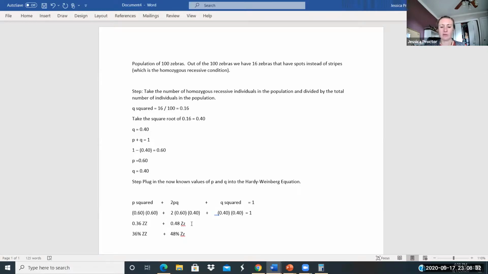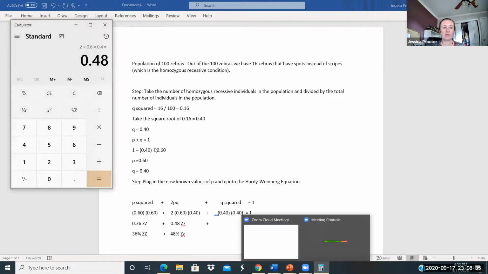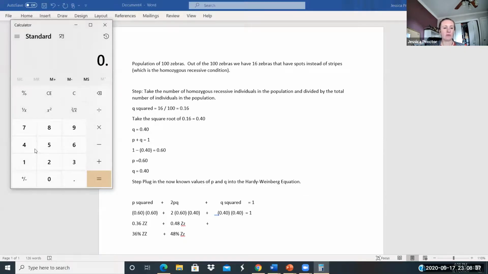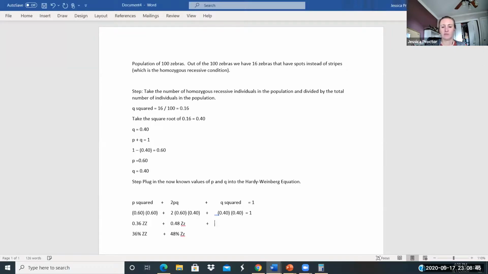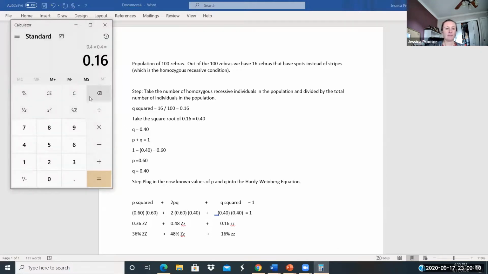Okay, last part of our equation, the Q squared portion. So it's a value of Q multiplied by the value of Q. So 0.4 multiplied by 0.4 gives us 0.16. That number is the frequency of the homozygous recessive genotype, so little z, little z. Okay, we want to turn that frequency into a percentage. We just move our decimal 2 places. 0.16 becomes 16%. So 16% of our zebra population is homozygous recessive at the locus that determines stripes versus spots.